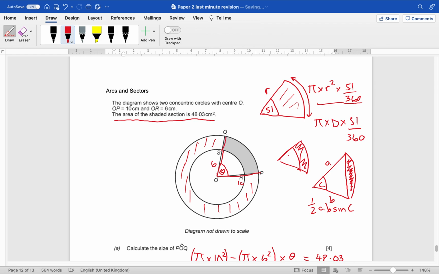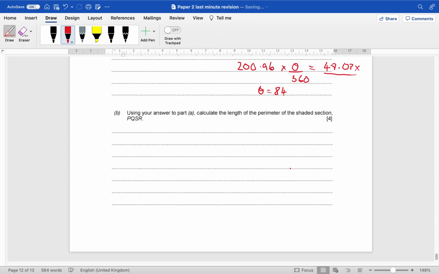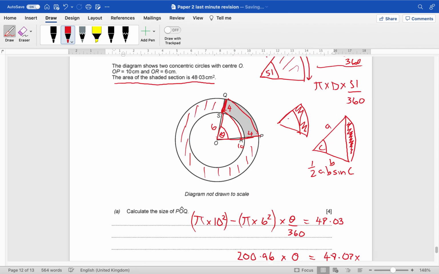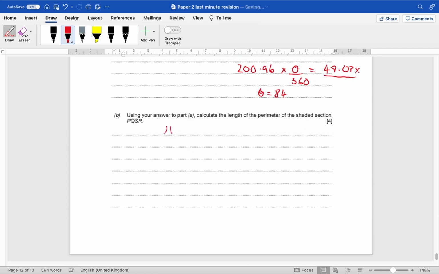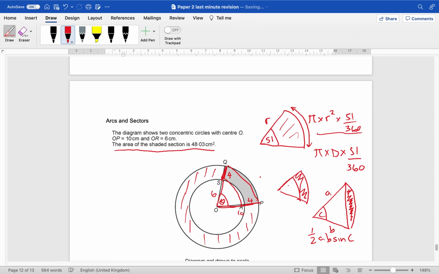Well, the shaded region has 4 parts. This line, which has a length of 4. This line, which has a length of 4, 10 take away 6. This arc and this arc. So the bigger arc, think about it now, if the radius of the bigger arc is 10, then the diameter is 20. So the bigger arc is pi times 20 times 84, which we now know, over 360. The smaller arc is pi times 12, which is double 6, the diameter, times 84 over 360. Work out the length of that, work out the length of that, and then don't forget to add on those 2 4s to get the complete perimeter. So that, and the 2 4s.